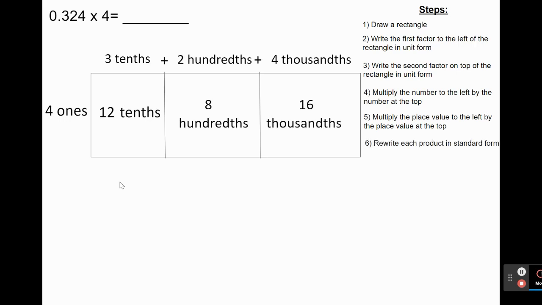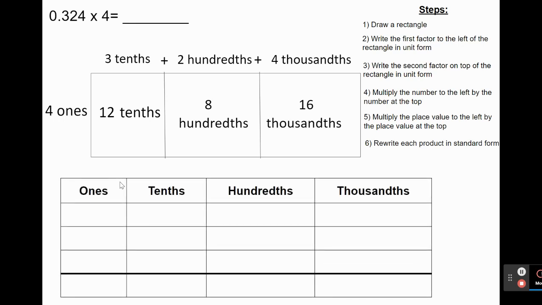Now I'm going to rewrite each product in standard form. And remember, standard form is how I normally see numbers. So I'm going to use my place value chart to help me with that. So for 12 tenths, I'll write a 2 in the tenths and a 1 in the ones. For 8 hundredths, I'll put an 8 in the hundredths, a 0 in the tenths, and a 0 in the ones. For 16 thousandths, I'll put a 6 in the thousandths, a 1 in the hundredths, a 0 in the tenths, and a 0 in the ones.